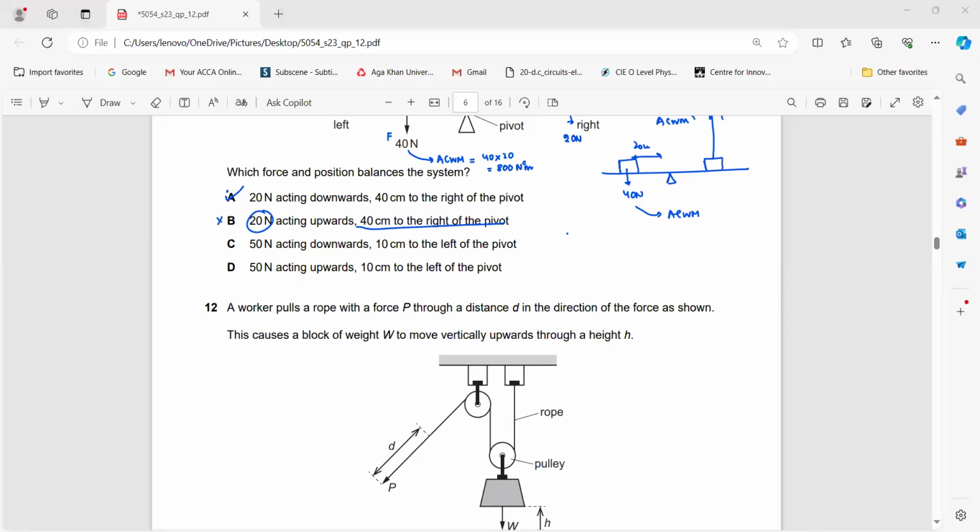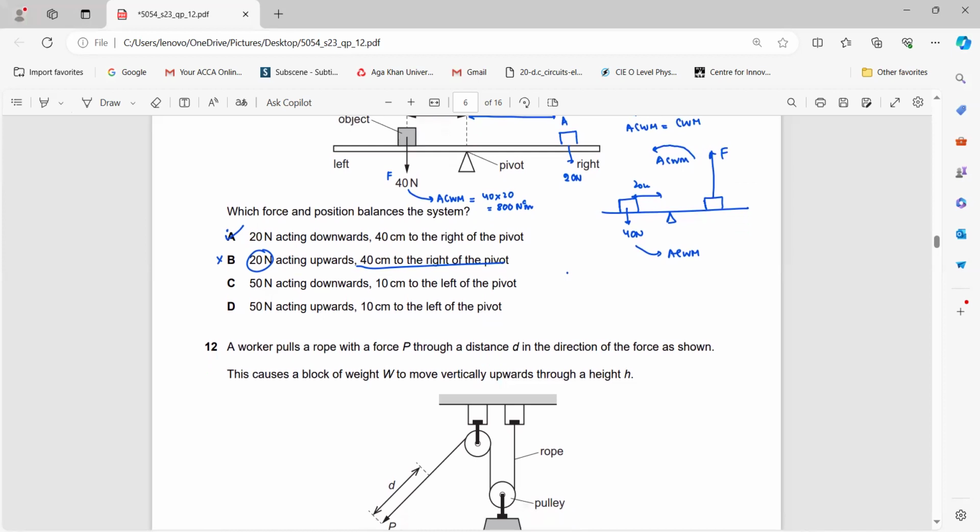Now let's talk about why C could not be the answer. It says 15 newtons acting downwards and 10 centimeters to the left. So this is my beam. There's already a force acting downwards, 40 newtons to the left of the pivot. This is already creating an anti-clockwise moment. If I place another weight creating a 50 newton force, that's also going to add up to my anti-clockwise moment. Which is why C is not the answer.